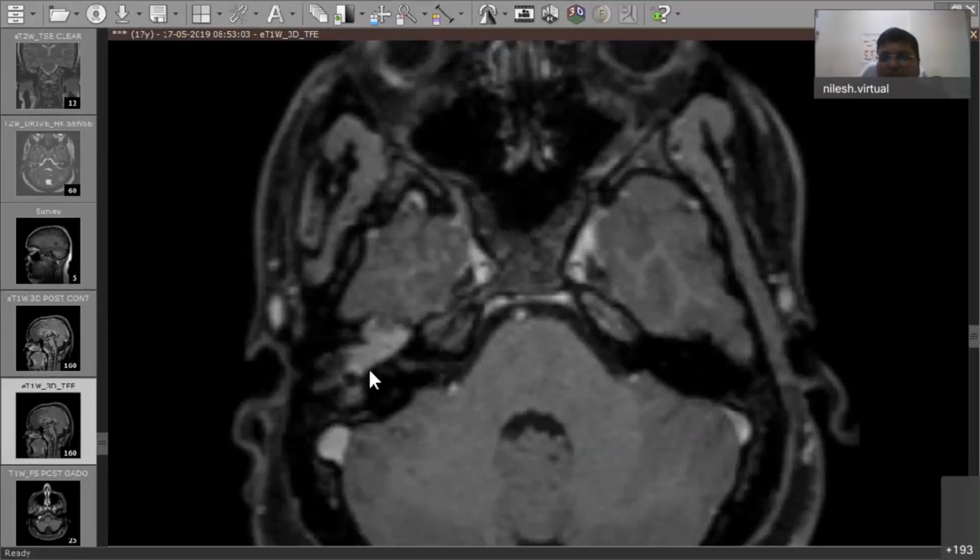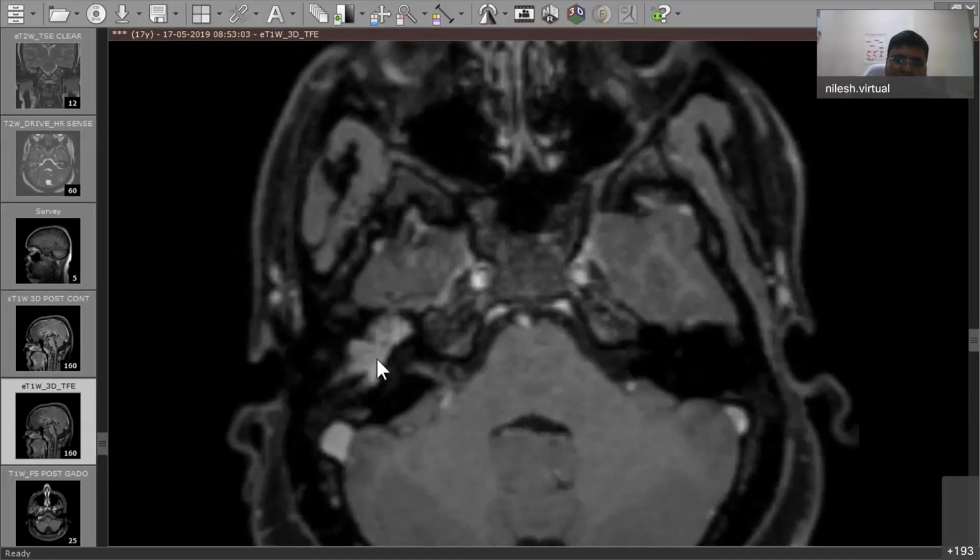You will get the non-echoplanar DWI imaging to see whether it can be cholesteatoma. But clinically also it was not looking like cholesteatoma. So it goes more in favor of facial nerve schwannoma.